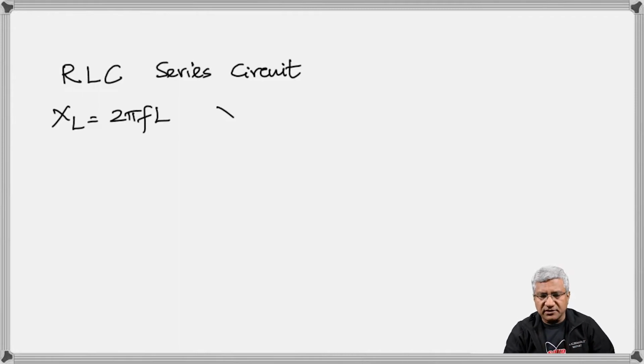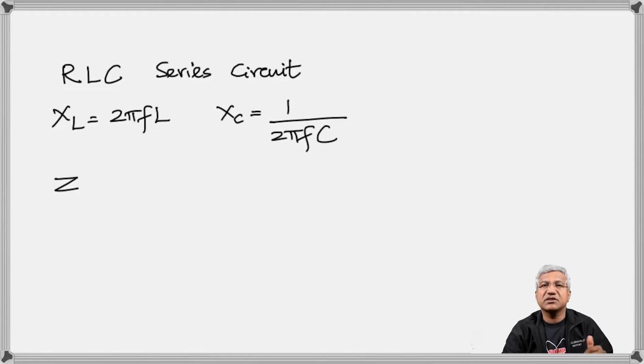Now the capacitive reactance XC is 1 by 2 pi FC. Here, C is in farads. So if it's given in microfarads, remember to change it into farads. That's 10 to the negative 6. And again, F is in hertz.